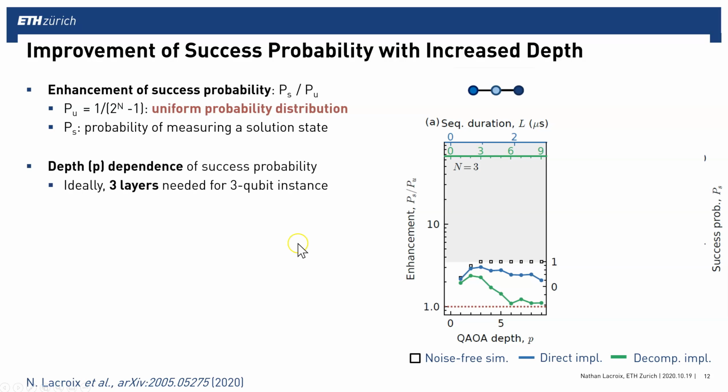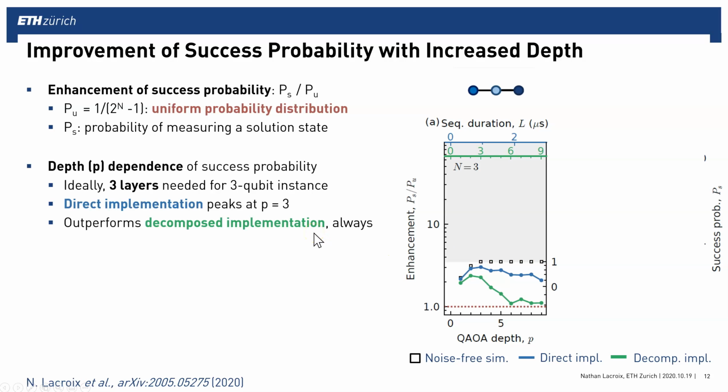What we see in the 3-qubit problem instance, which is depicted here on the left, is that in the noise-free simulation case, we need 3 layers to reach a success probability of 1. We also see that the direct implementation peaks at p equals 3, and that it always outperforms the decomposed implementation, which does not use the continuous gate set.